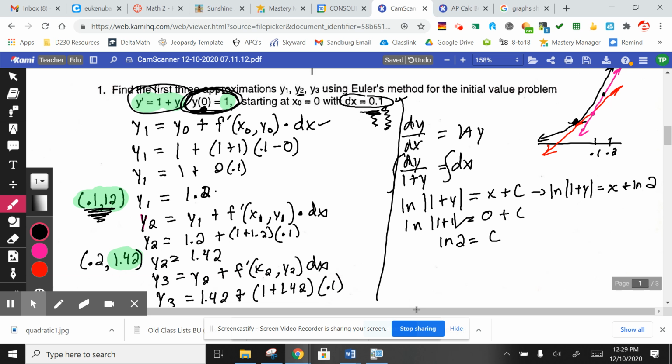Our goal is to solve for y, so we want to get rid of the natural log. So use your e to get rid of that. And then now we're going to start dealing a little bit more with these absolute values and understanding how this changes our problem a little bit. So leave that, still the absolute values there, 1 plus y.